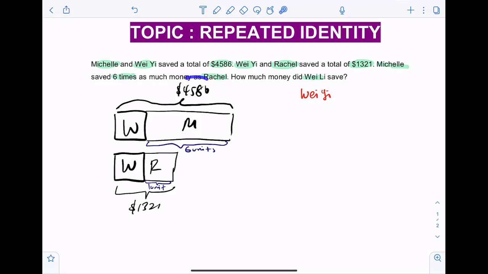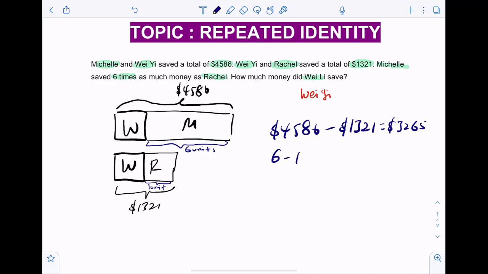And the difference between 4,586 and 1,321, you will be able to take away this part and find this blank part here, which is 6 minus 1, which is 5 units. So 4,586 take away 1,321, and we'll get 3,265. And this 3,265 represents 5 units, which is this blank over here, 6 minus 1.